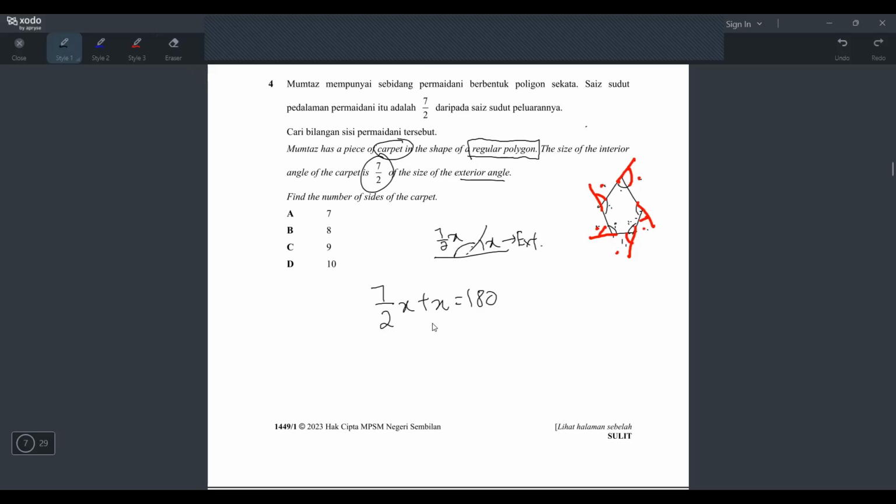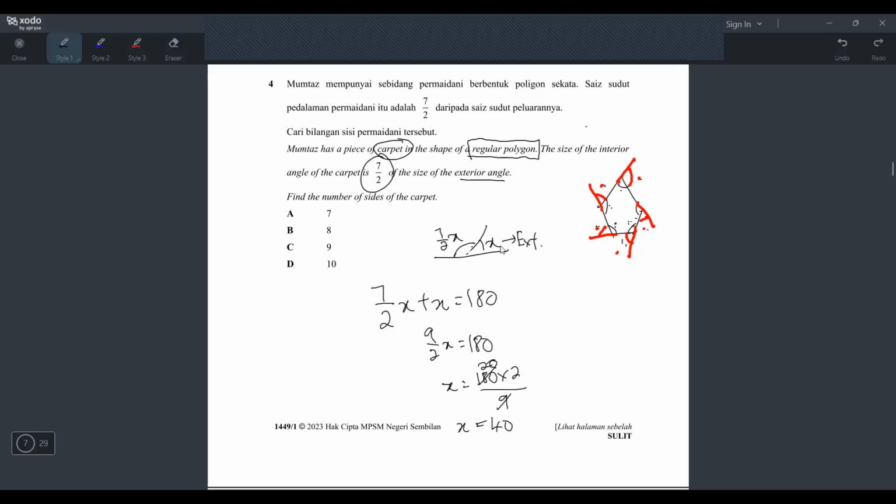Now you can find your x, but of course your x is not the answer, but let's calculate it first. Okay, 7/2 plus 1 means 7/2 plus 2/2, which is 9/2x equals 180. You can just press 7/2 plus 1 on the calculator, and then you can get your x. Divide 2 becomes times 2, times 9 becomes divide 9. I think this one you can cut, you will be left with 20 times 2, which is 40. Right, now x is 40, right?